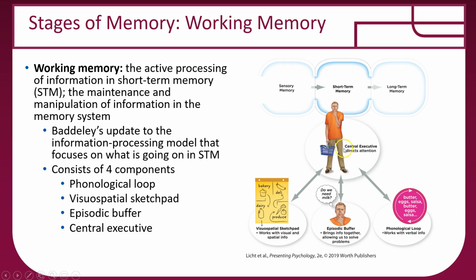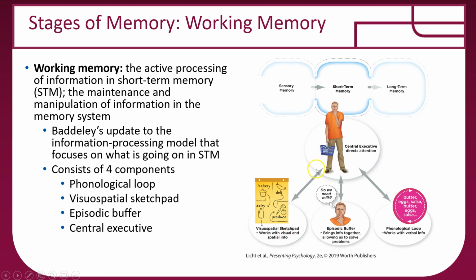And so number 1, he called this the central executive, that directs your attention to whatever information you need to process. Do I need to process something I'm looking at? Do I need to process something I heard? So the central executive directs your attention. Number 2 is what's called the visuospatial sketchpad. This is the part of your brain that is working with visual or spatial information.